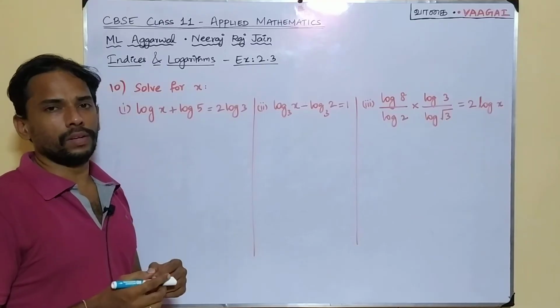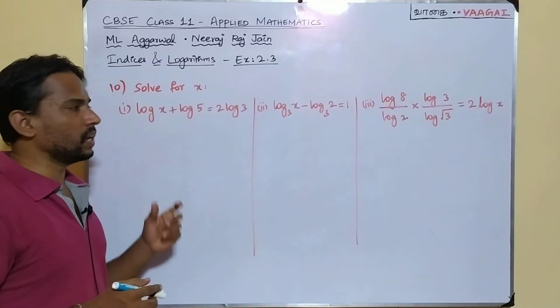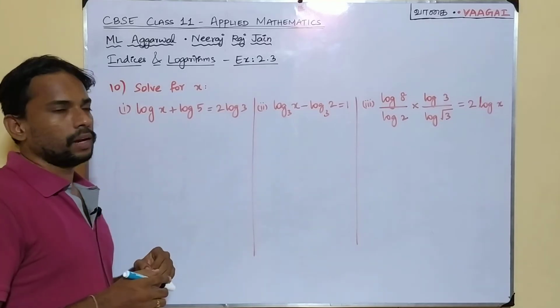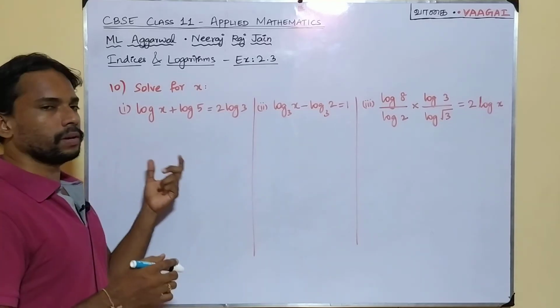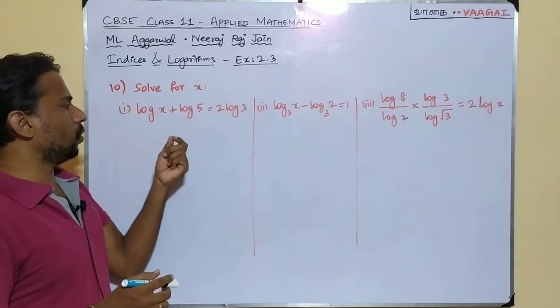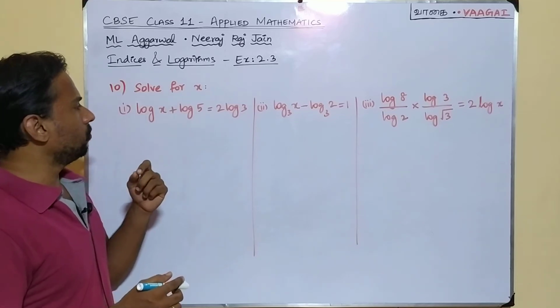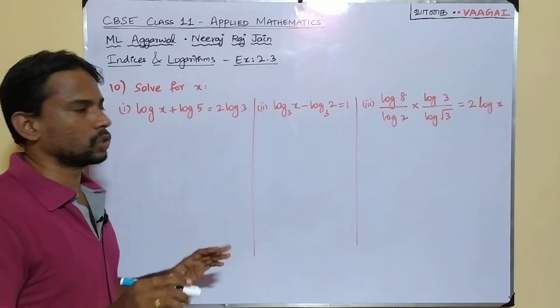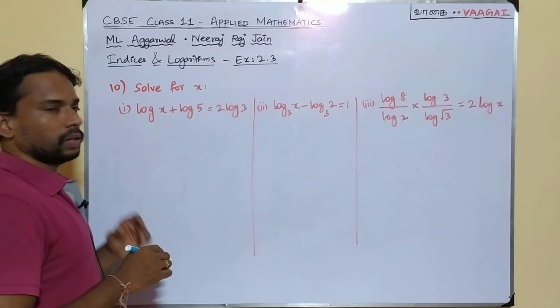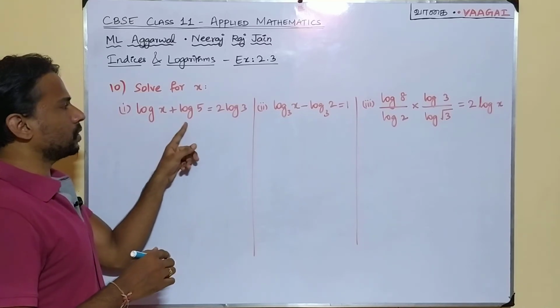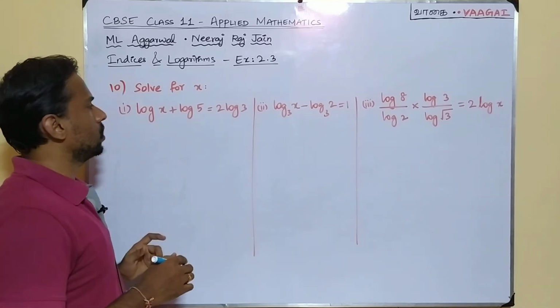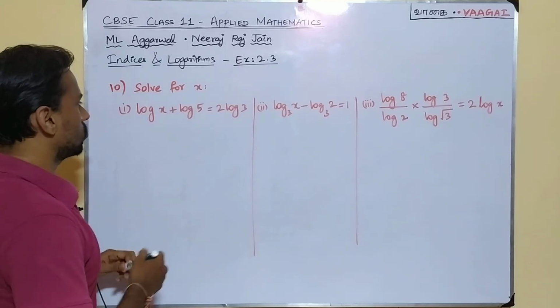Next is question number 10 with us. Here we have to solve for x. We have got 3 subdivisions, and in each of these we have logarithmic equations, and we have the unknown x. We have to solve and get the value of x. This is what we are asked to do. Start from the first subdivision. We have log x plus log 5 is equal to 2 log 3. A very simple equation. So let's start from here.